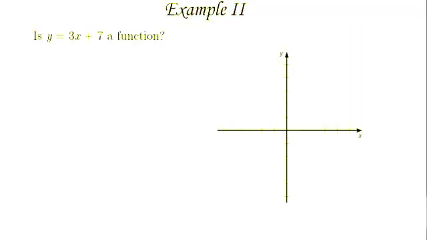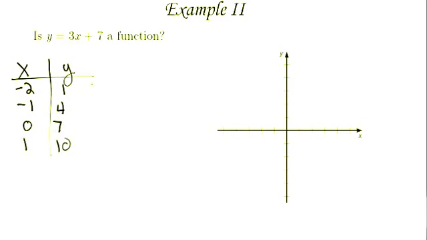Example 2. Is y equals 3x plus 7 a function? Well, one way to approach this is using the vertical line test. But in order to do that, I need to be able to graph this function. So what I'm going to do is assign some values for x, determine what y is, and generate some ordered pairs. So if x is negative 2 and I plug it into this equation, I would get negative 2 times 3 is 6, plus 7, so I would get y equals 1.